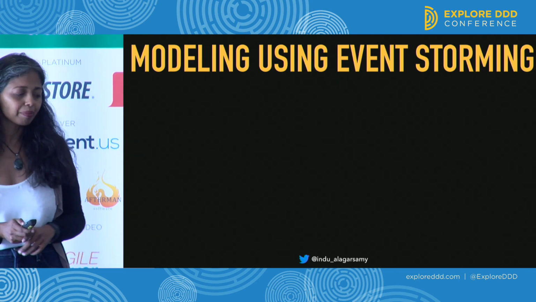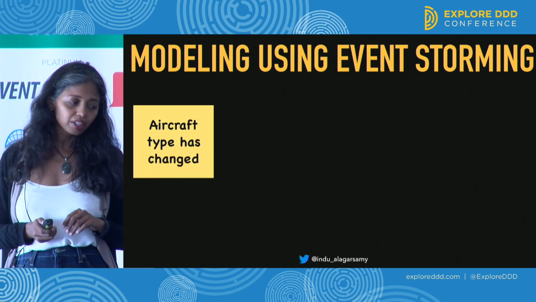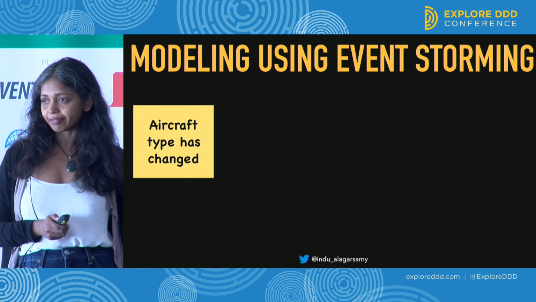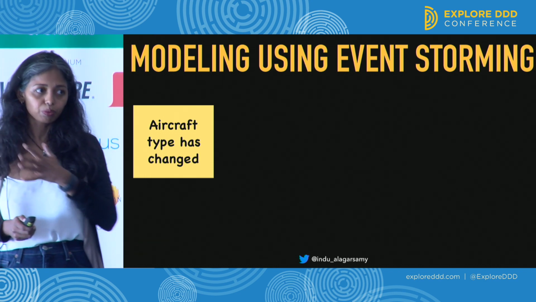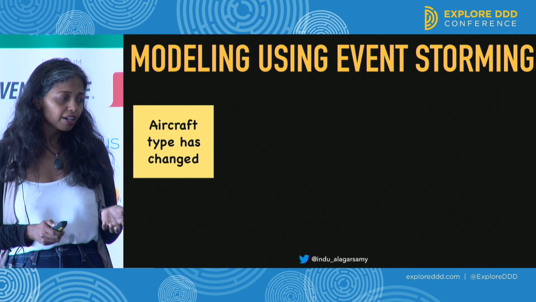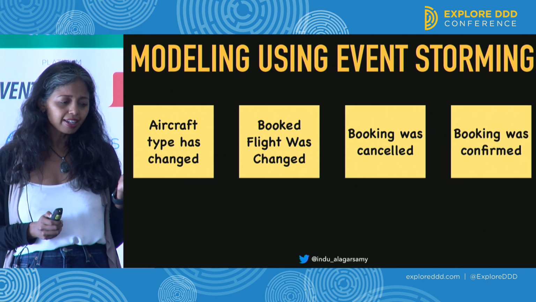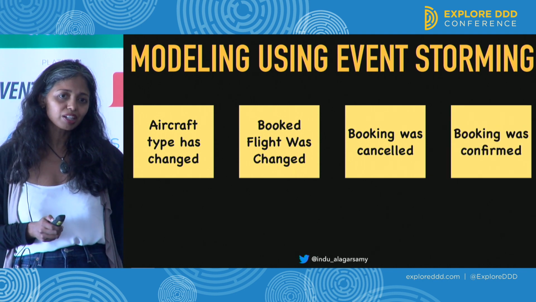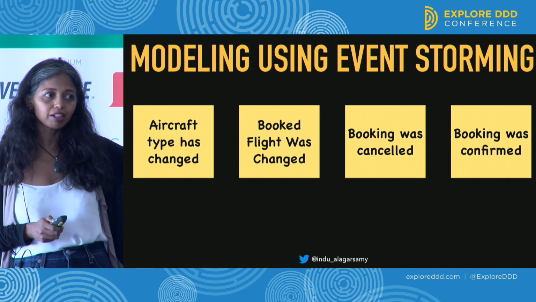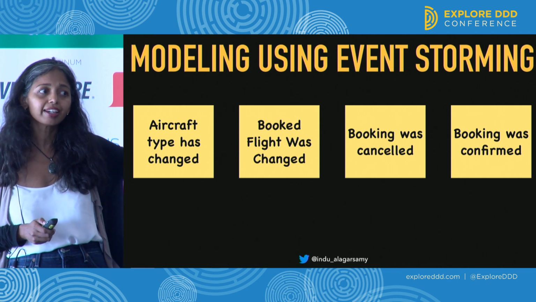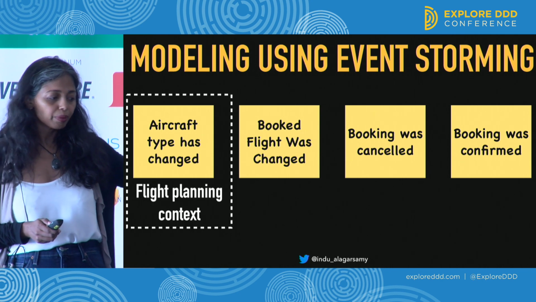If we take that same business case and try to model it, we have the aircraft type has changed event. As a first step, we try to figure out what are all the most significant events that are happening in this business flow. So we're modeling, trying to find all the events, and sometimes it can tell us, oh, this is coming from this context. So maybe we denote them with a different sticky or different color to say, hey, this is an integration event that's coming from a different bounded context. So okay, we do that.